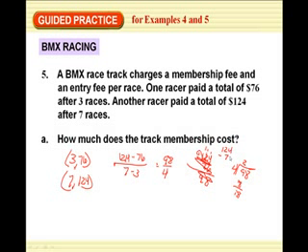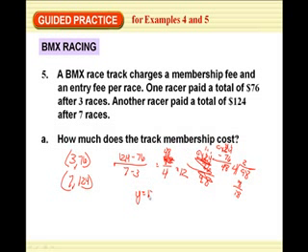124 minus 76. Borrow from that, it becomes a 1, 4, that's an 8. 11 minus 48, not 98. Goodness sakes. So 48 divided by 4 is 12. Okay. And that's going to be the entry fee.